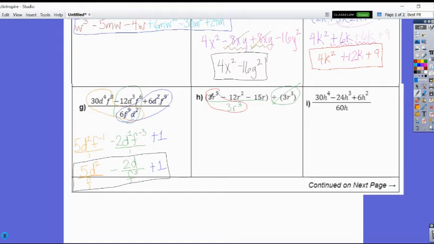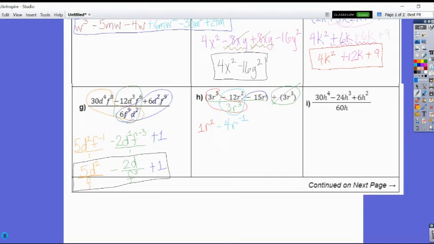So coefficients, 3 divided by 3 is 1. R to the 5 divided by r to the 3. Subtract those exponents. 5 minus 3 makes it 2. Next term, a negative 12r squared divided by the 3r squared. So negative 12 divided by 3 is negative 4. And r squared divided by r to the 3. Subtract your exponents. 2 minus 3, you're looking at r to the negative 1.